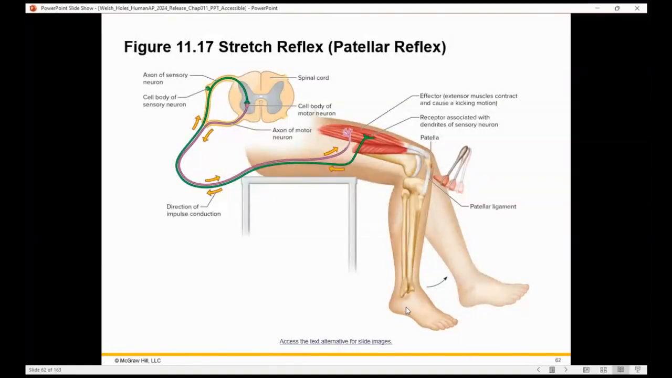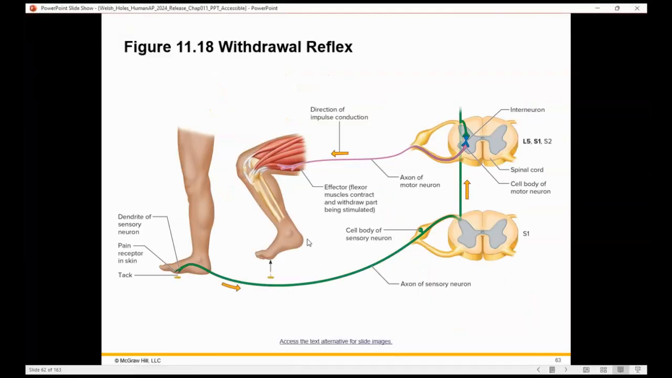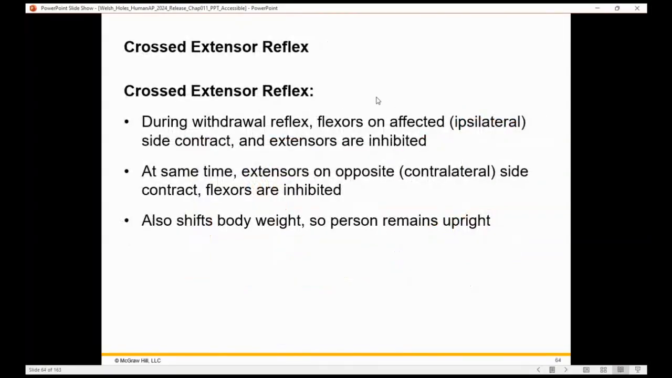And this figure shows you a stretch reflex, in this case, a patellar reflex. This figure shows you a withdrawal reflex. Okay, and a cross extensor reflex.